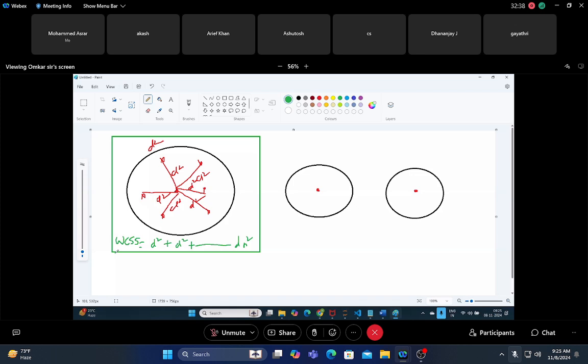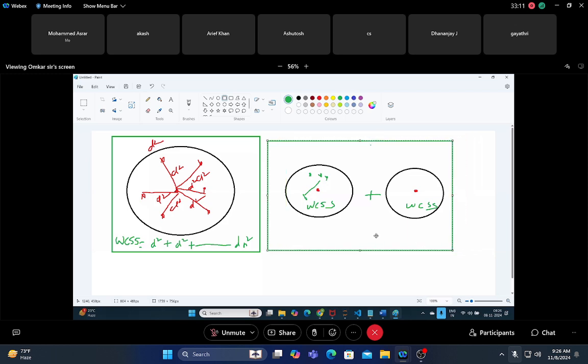Now you divide into two parts, the entire world into two regions, suppose. Here also some data points will be there, and here also some data points are there. Here also you will calculate it, and you get a WCSS here, same as before. Here also you will get a WCSS. You add these two WCSS, then you get the total WCSS for two clusters.